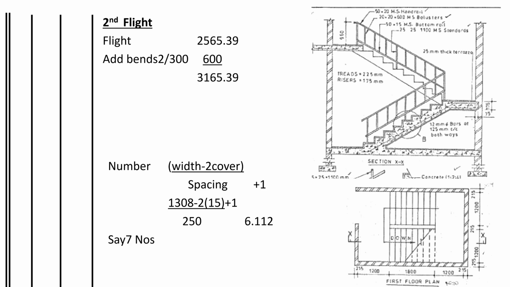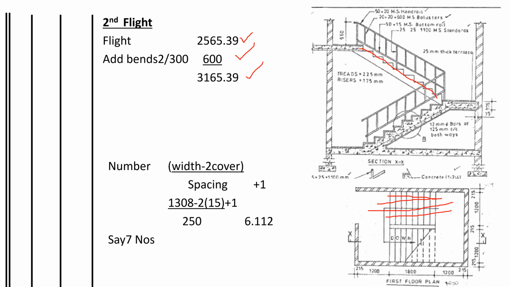We ask ourselves how many bars will be running this way. So they'll be running this way. And what will be their length? Okay, so to get their length, we shall take the hypotenuse of the flight, then we add the bends. Each side has 300, so the total length will be 3165.39.